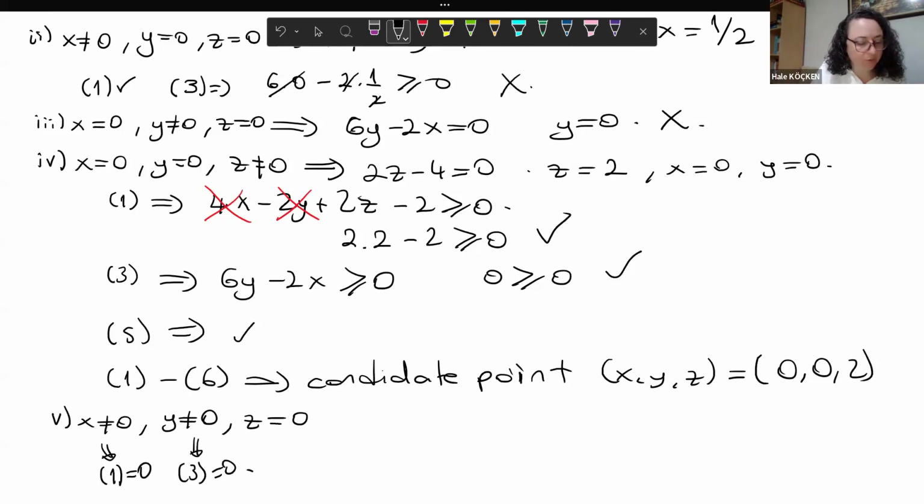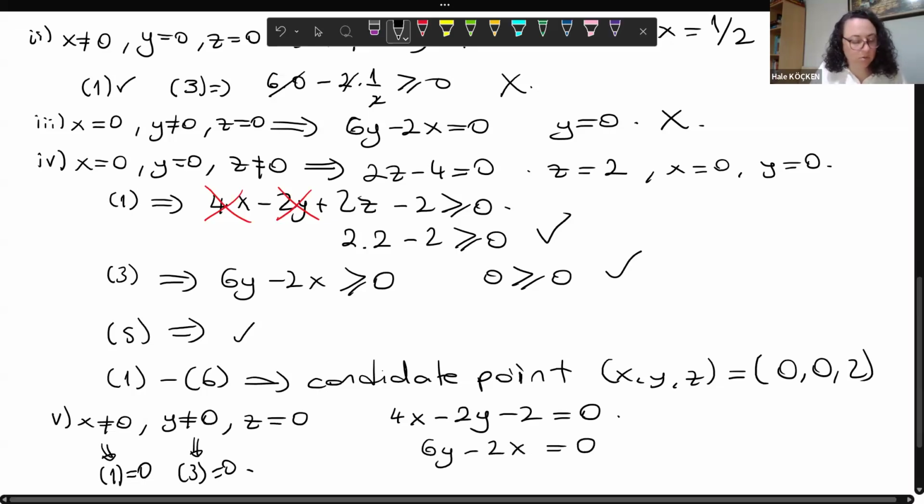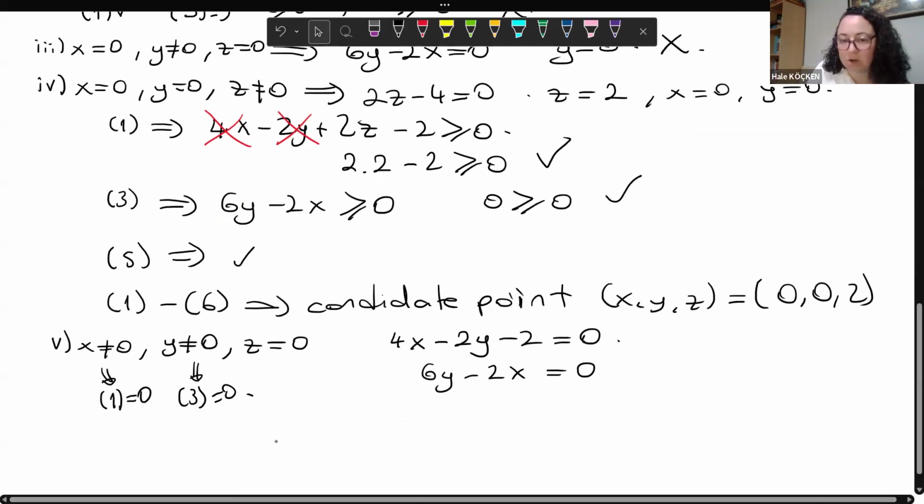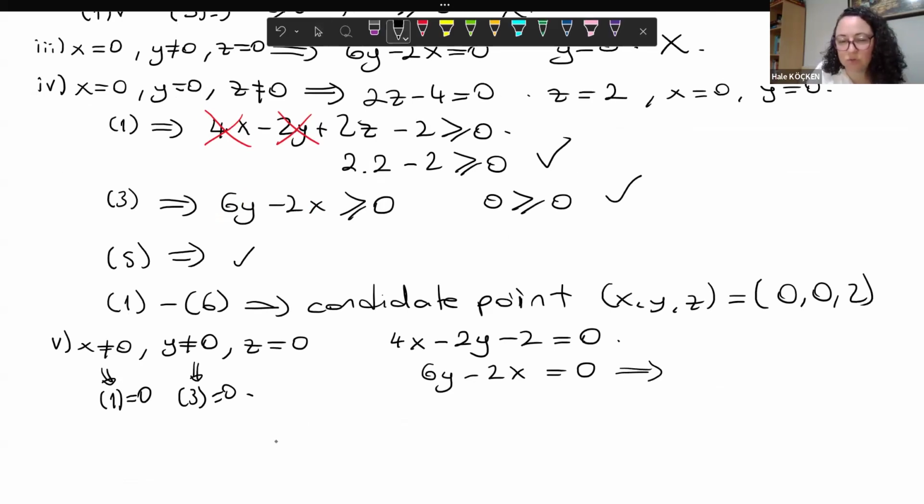So I'm writing it 4x minus 2y. I'm not writing 2z because z is 0. Minus 2 is equal to 0. This is the parentheses that we need to equalize to 0. And the second one, the third, 6y minus 2x is 0. Yes, that's enough. So as you see, two unknowns, two equations.